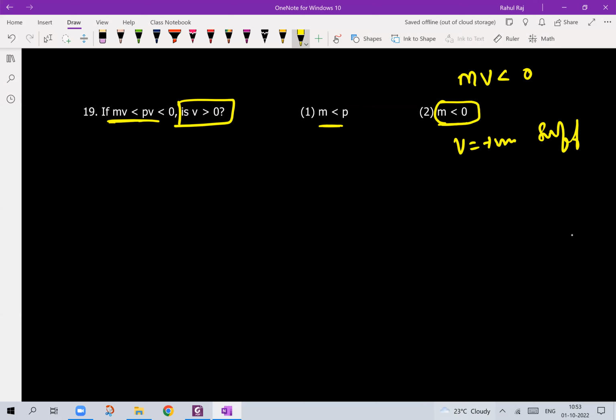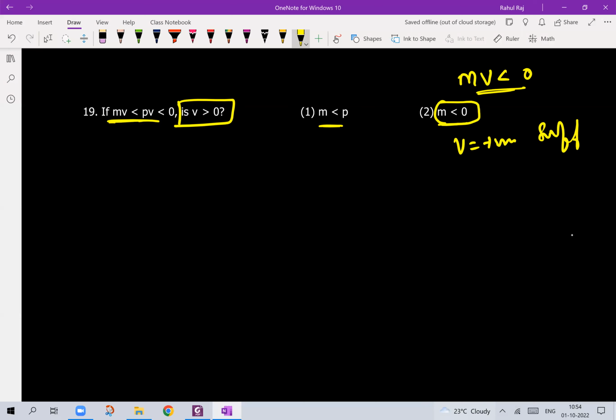Sufficient. Because if mv is less than 0, m and v are of opposite sign. It is given to you that m is negative. Then v has to be positive for mv to be negative. Can I say this is straight away sufficient? Please tell me. Whichever option looks easy to you, you can 100% go ahead and try doing that option.